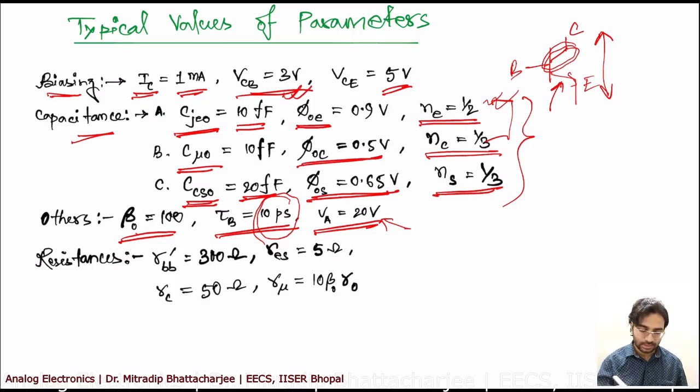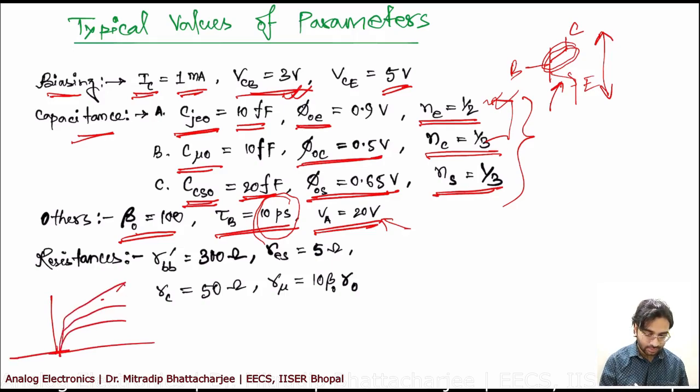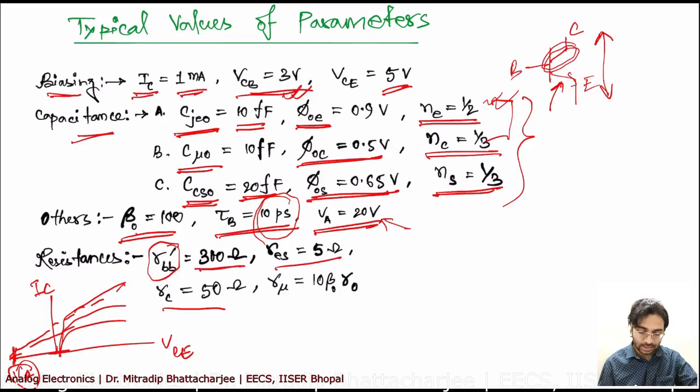If you remember, I have already explained, if these are your characteristics and if you just extend them, you'll find it is touching the VCE axis at the early voltage, and this voltage can be used for calculating the output resistance. So the higher the VA value, the better is your device, because your output resistance ideally should be infinite. So you want a very high value there. Then the resistances that I have shown, RB dash, RE dash and RC: the typical values are 300 ohms for RB, 5 ohm for RE and 50 ohm for RC.